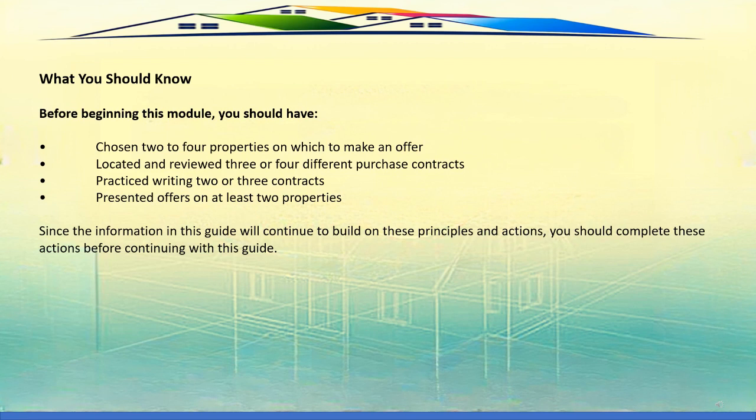What you should know. Before beginning this module, you should have chosen 2 to 4 properties on which to make an offer. Located and reviewed 3 or 4 different purchase contracts. Practiced writing 2 or 3 contracts. Presented offers on at least 2 properties. Since the information in this guide will continue to build on these principles and actions, you should complete these actions before continuing with this guide.